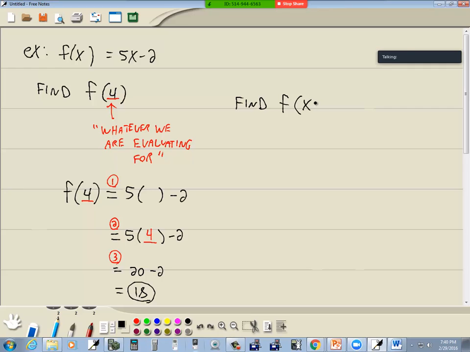Now, it does not have to be a number. In this case, we want to find f of x minus 1. Well, it's still the exact same steps.